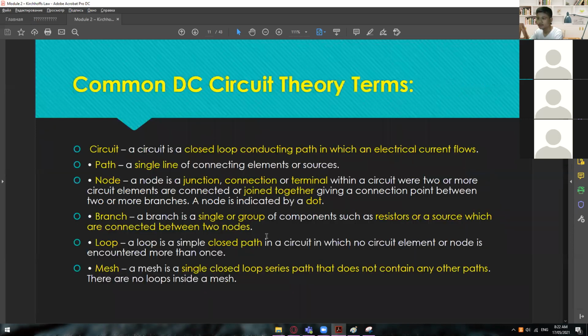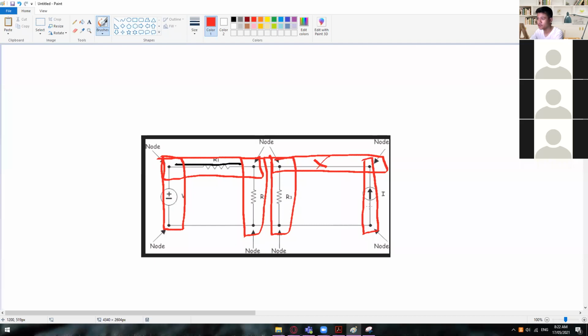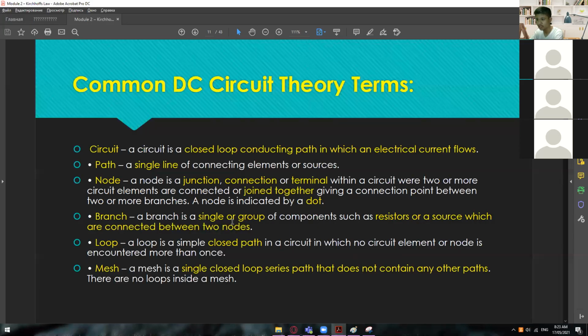Let's go back in here. So again, a branch is a single component or group of components such as resistors or a source which are connected between two nodes. So you can have multiple components. Let's say another component here, another component. This is still a branch, which we now call a group. If it's just one component, that's a single branch. All right. So are we clear so far regarding branches?